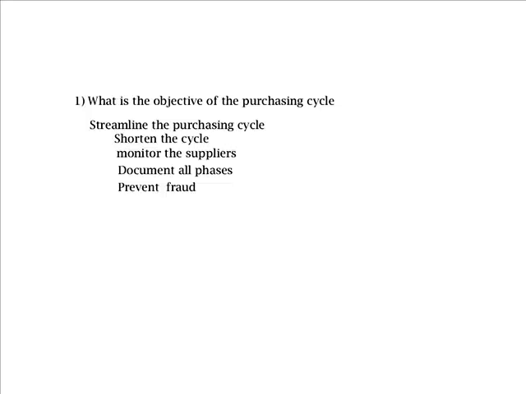So, when we talk about the objective of the purchasing cycle within SAP, we want to streamline it, which means I want to shorten the cycle. I want to use less resources. I don't want to use a lot of people to make sure that the goods received are actually what I purchased. I want the system to check that automatically. I want to make sure that I only pay vendors that I receive goods from. I cannot pay before I receive. And I can only pay the amount on the invoice. I cannot pay over that amount. I may pay less, but not over.